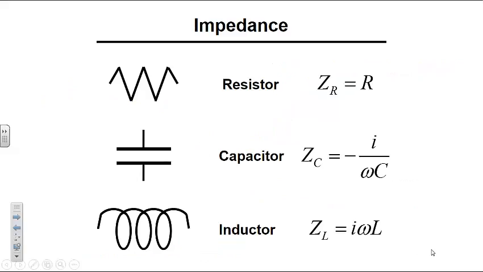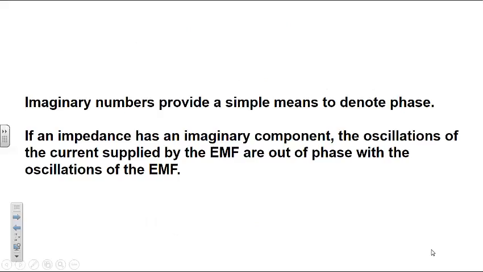Here are the impedances of the commonly encountered circuit components. Notice that the capacitor and the inductor both have an imaginary impedance. Imaginary numbers provide a simple means to denote phase. If an impedance has an imaginary component, the oscillations of the current supplied by the EMF are out of phase with the oscillations of the EMF.